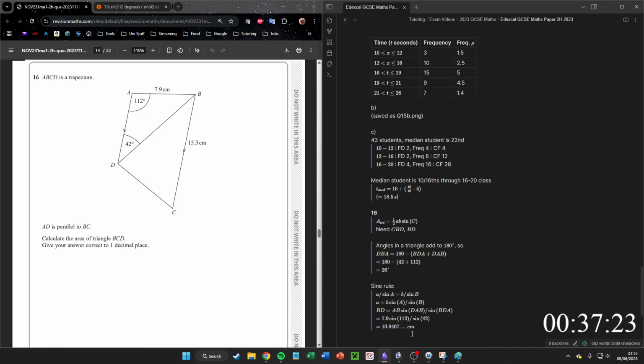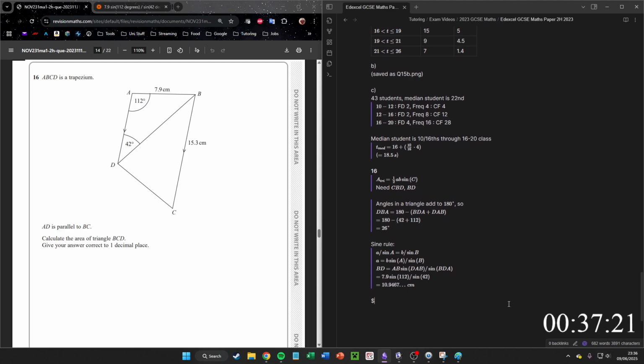Okay, and then we're going to go back to the area of BCD. It's going to be equal to a half these. Oh, we didn't even work out this angle, did we? Actually, sorry. Can we work out this angle? Oh no, yes we can.